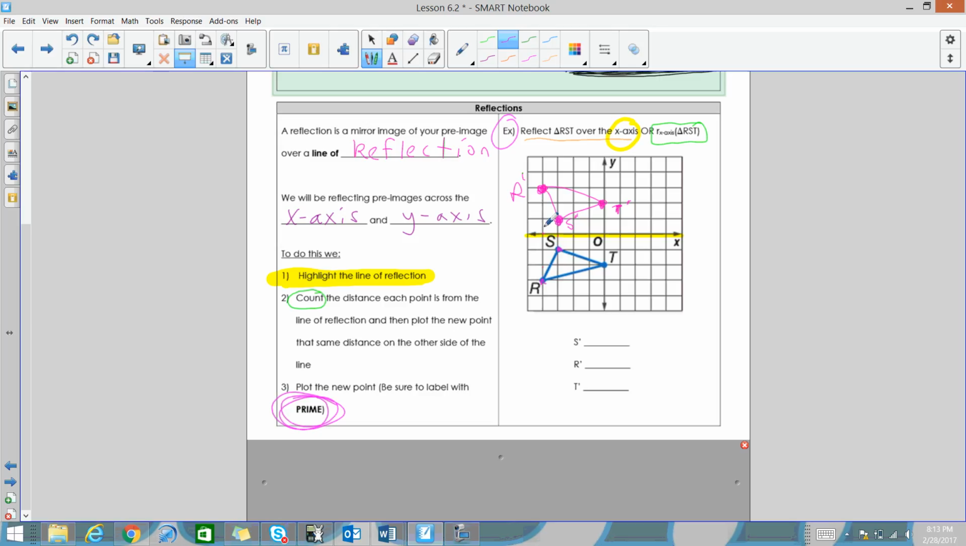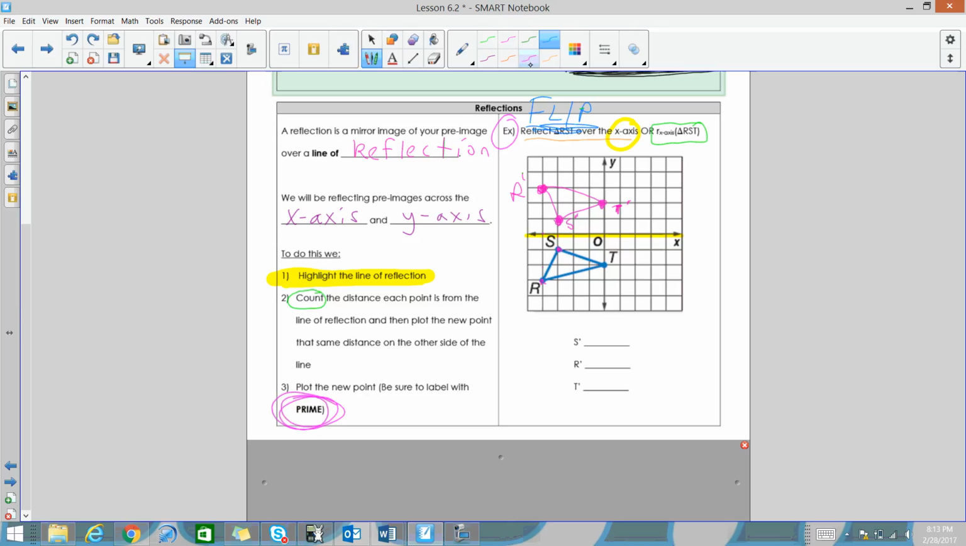A reflection, a non-technical name is called a flip. You are flipping it over the axis. It's just going to flip itself over. All right, so there's your reflection.